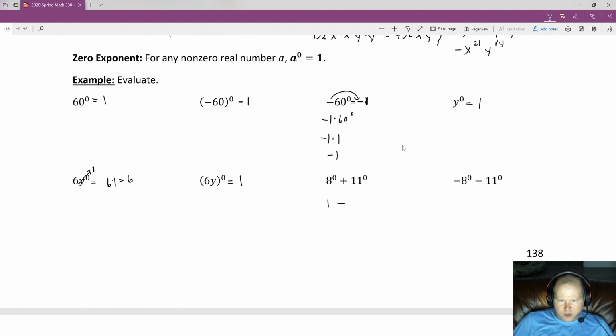Here we have 8 to the 0th power plus 11 to the 0th power. 8 to the 0th power is 1. 11 to the 0th power is 1. And then 1 plus 1 is 2, right? Here we're going to say negative 8 to the 0th power is negative 1, minus 11 to the 0th power is 1. Negative 1 minus 1 is going to be a negative 2. And that's it.